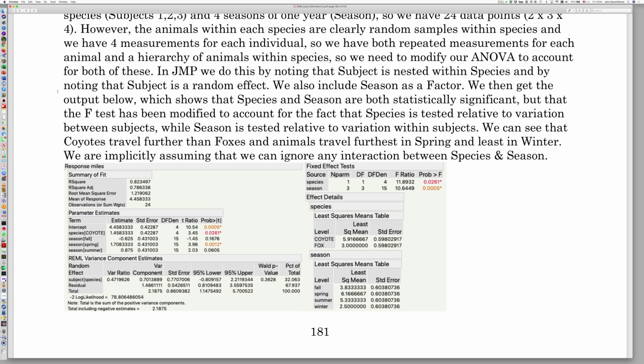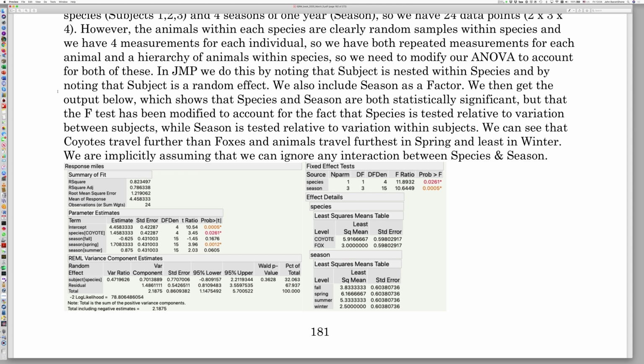So it's telling you here that coyotes travel about 5.9. I think this is miles. This is US data, whereas the foxes only travel about 3 miles. And if we look at it across the seasons, we can see that the animals travel furthest in the spring, second furthest in the summer, and they travel the least distance in the winter.